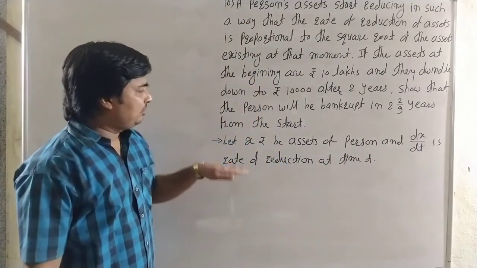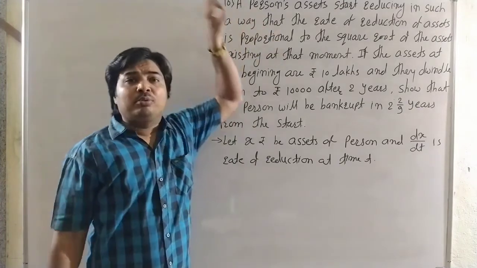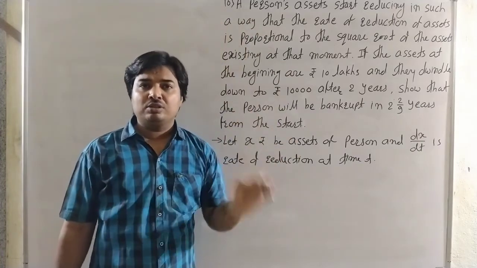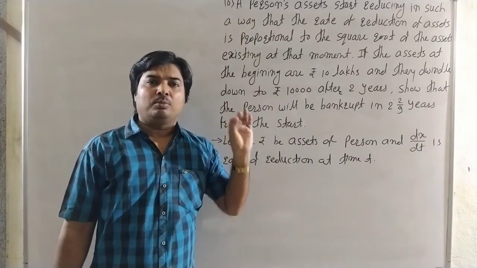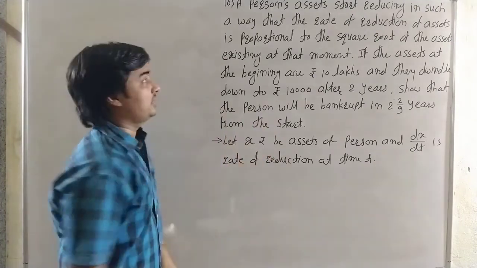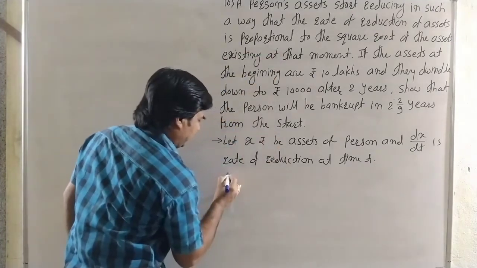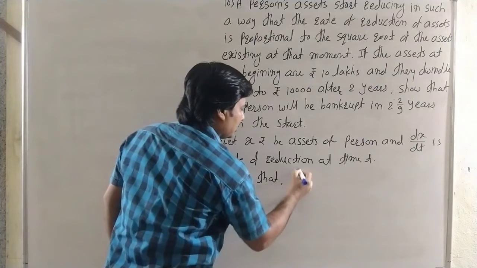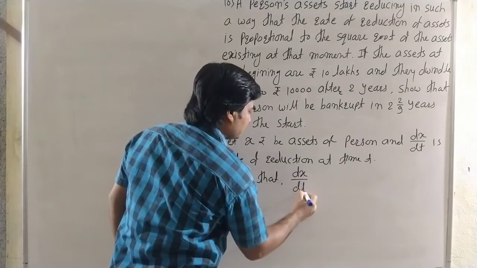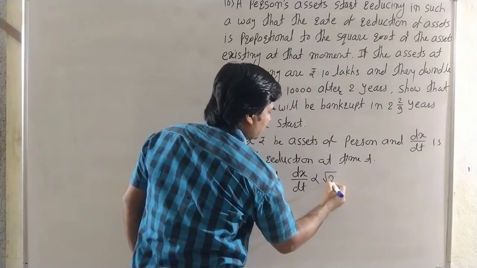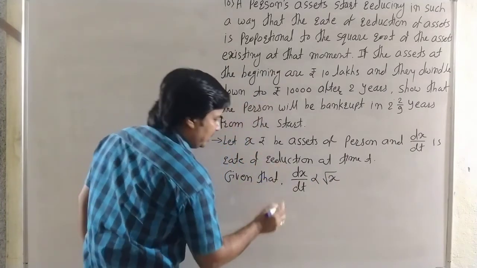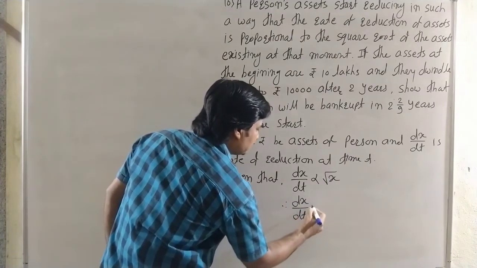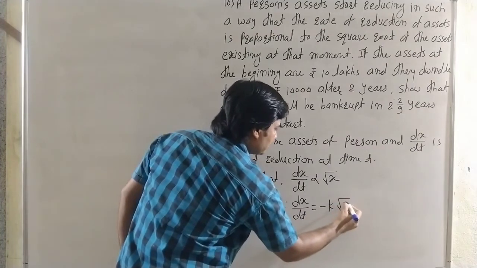Okay, now here the given condition is that the rate of reduction of the assets is proportional to the square root of the assets. Therefore, given that dx by dt is proportional to the square root of this asset, and here it is a rate of decrease, so we can write dx by dt is equal to minus k into under root x.